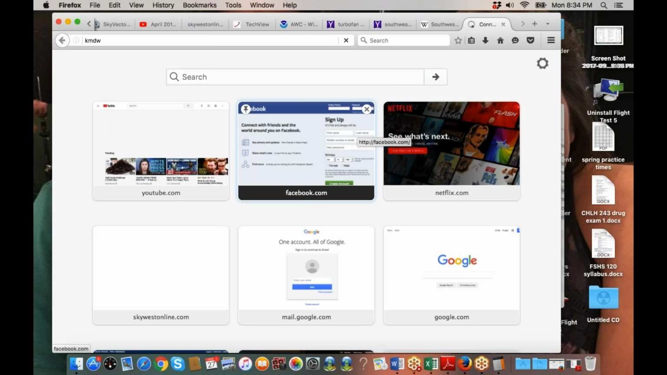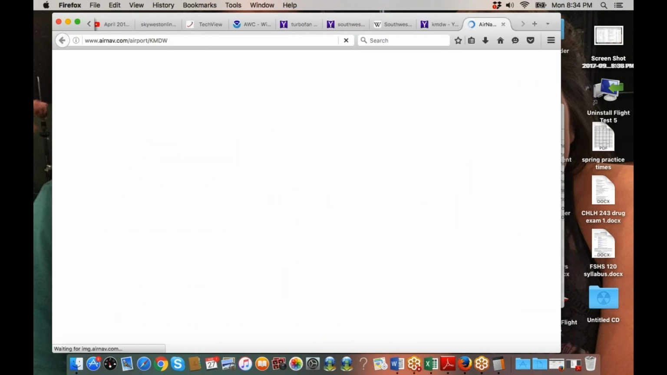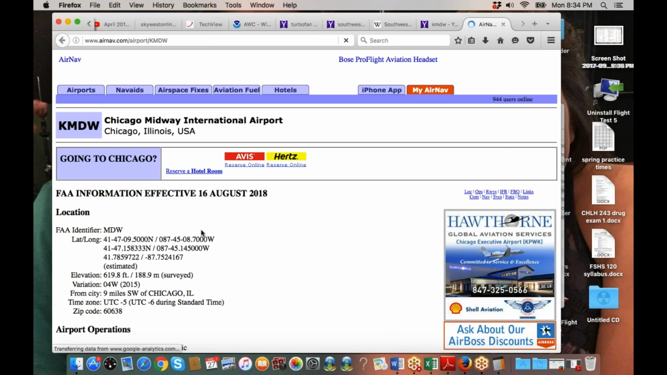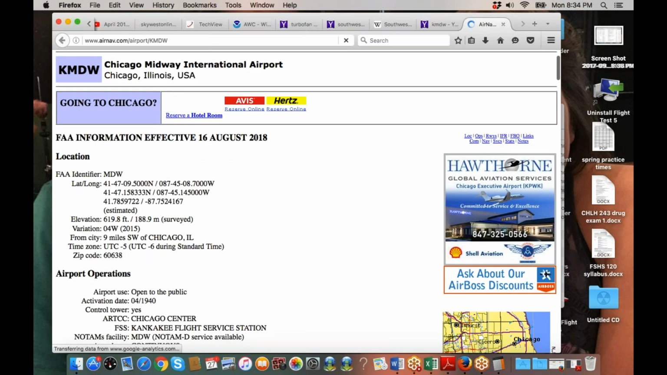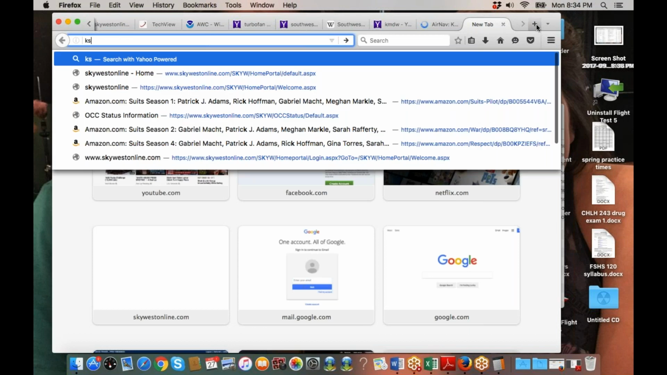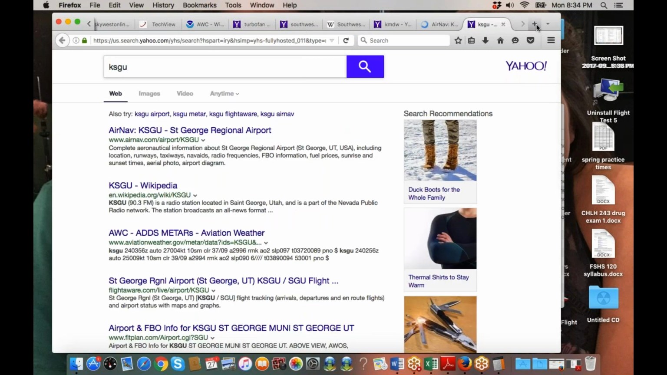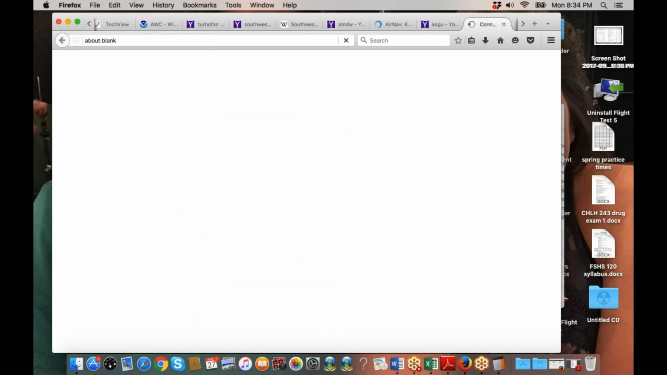Let me pull these up for you here. First, let me pull up and show you what St. George's are. We're all pretty familiar with how small of an airport St. George is. So St. George actually has a fairly long runway.